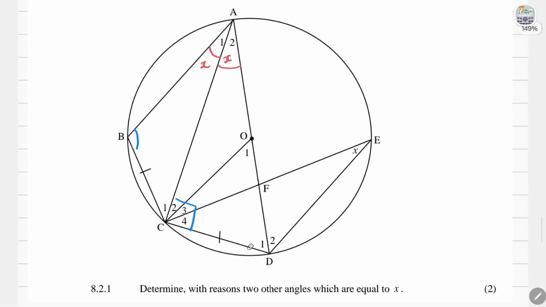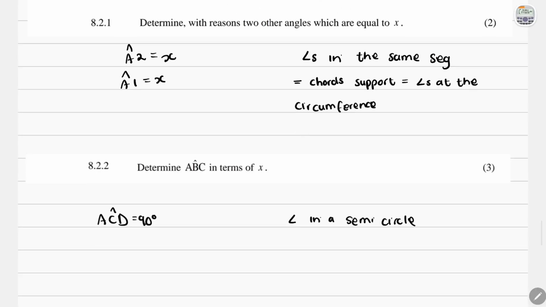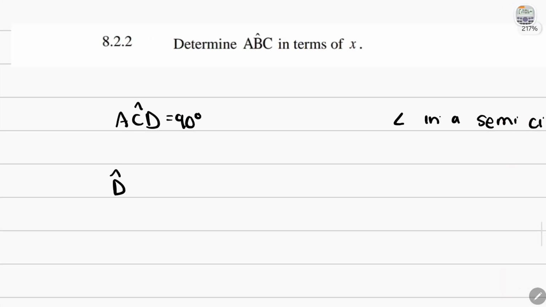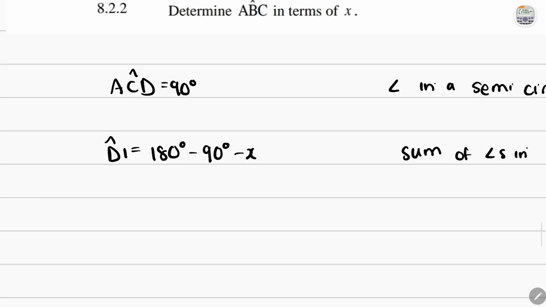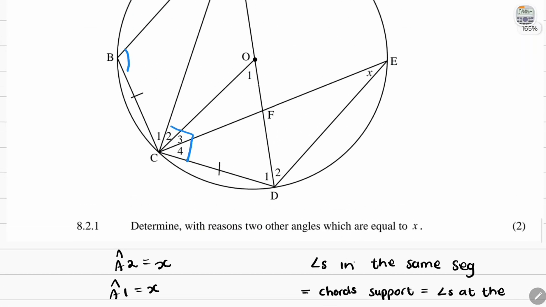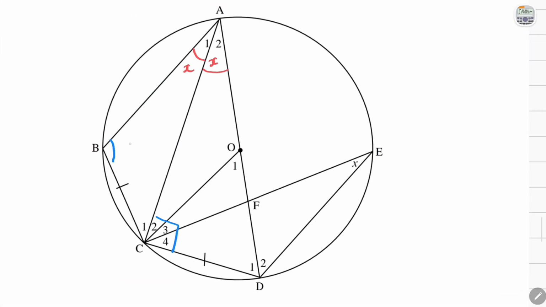To find angle D1, because these are angles in a triangle, they add up to 180 degrees. So we'll say 180 degrees minus 90 degrees minus x. So angle D1 equals 180 minus 90 degrees minus x because of the sum of angles in a triangle. And so angle D1 is equal to 90 degrees minus x. And now that we have angle D1, we can find angle B.